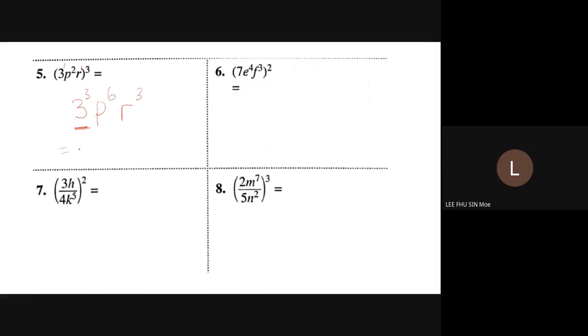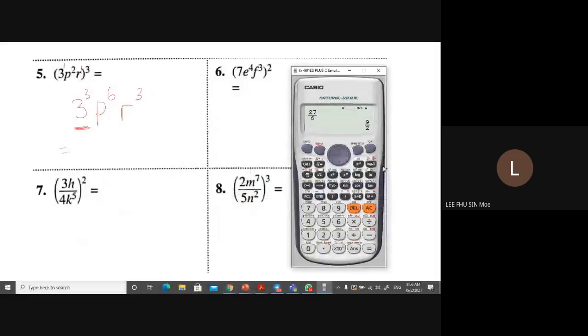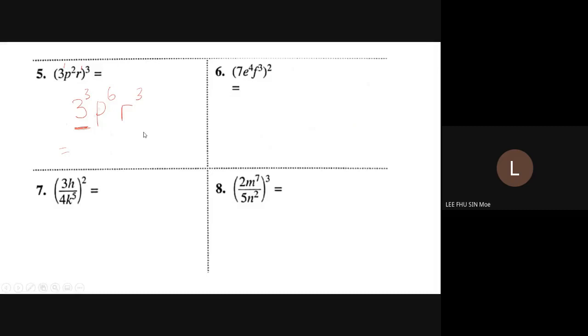Okay, if you're not sure, you just press a calculator. 3 to the power of 3, you know how to press a calculator, right? See, 3 to the power of 3. The answer is 27. Then you just put 27 here. P6R3. Okay, this is the answer.